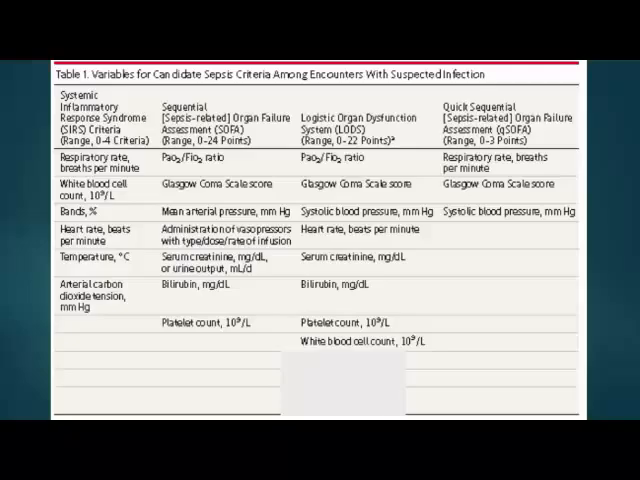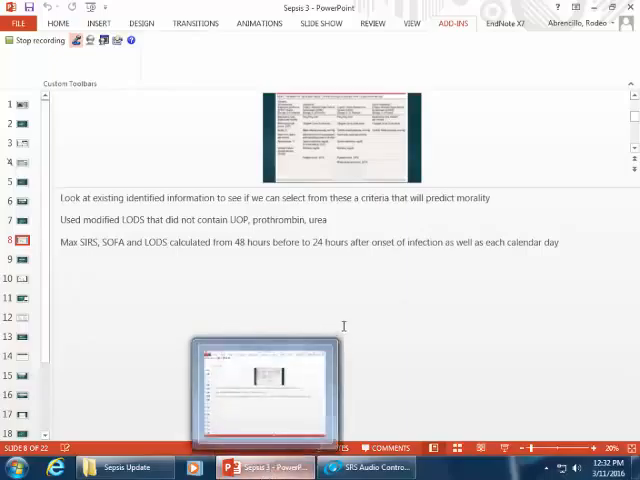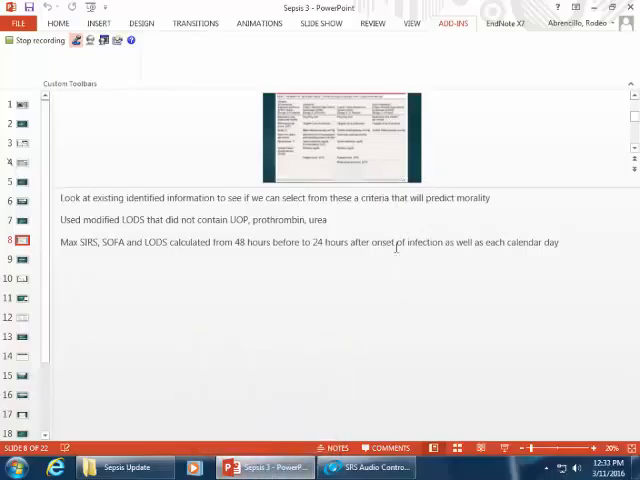So they selected the worst number within 48 hours of developing sepsis. So the onset of sepsis, if they decided that suspected infection was that I got cultures and antibiotics within 24 hours, or I got cultures and then was delivered antibiotics within 72 hours. So the onset of the infection would be at the time the first thing was done.